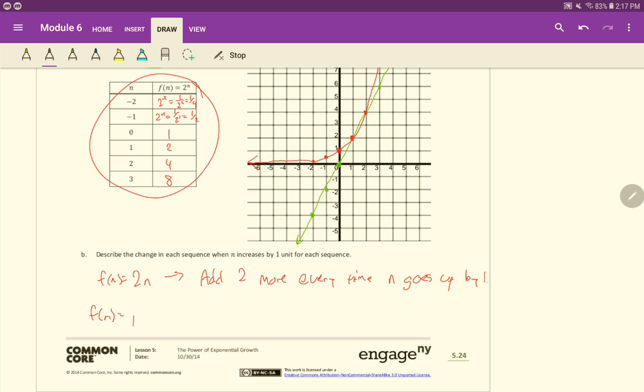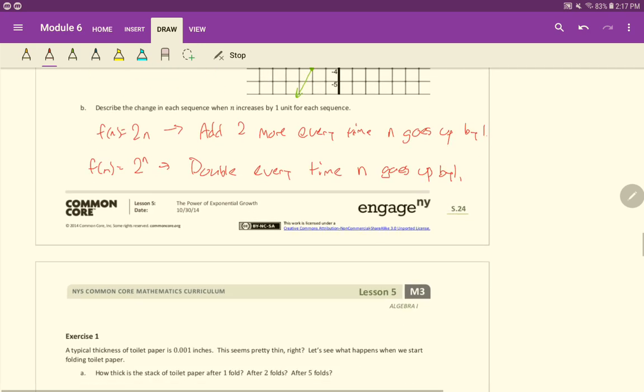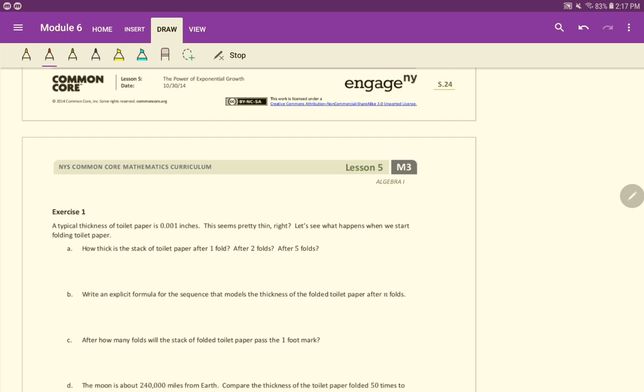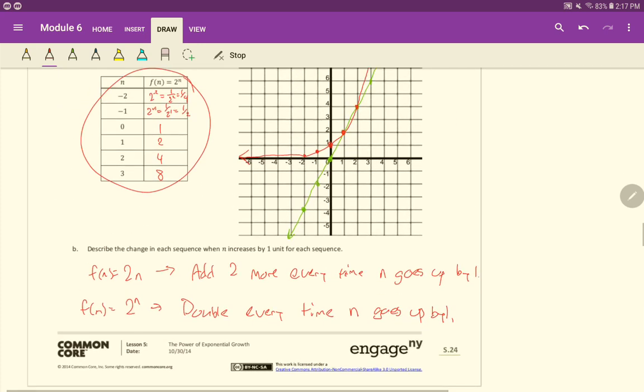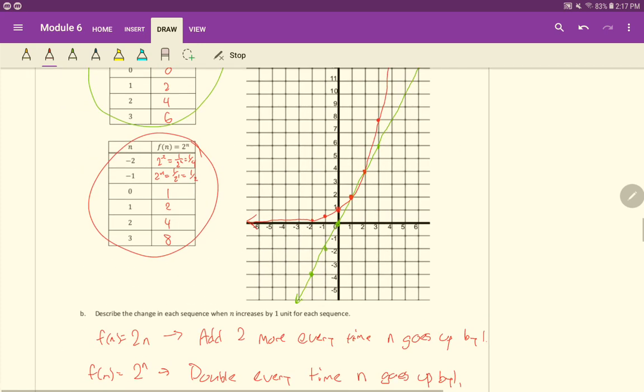f of n equals 2 to the n. What's happening here? Every time our n goes up by 1, what happens to our y values, our function values? They double, right? So they double every time n goes up by 1. And so there's our comparison for those two different graphs.